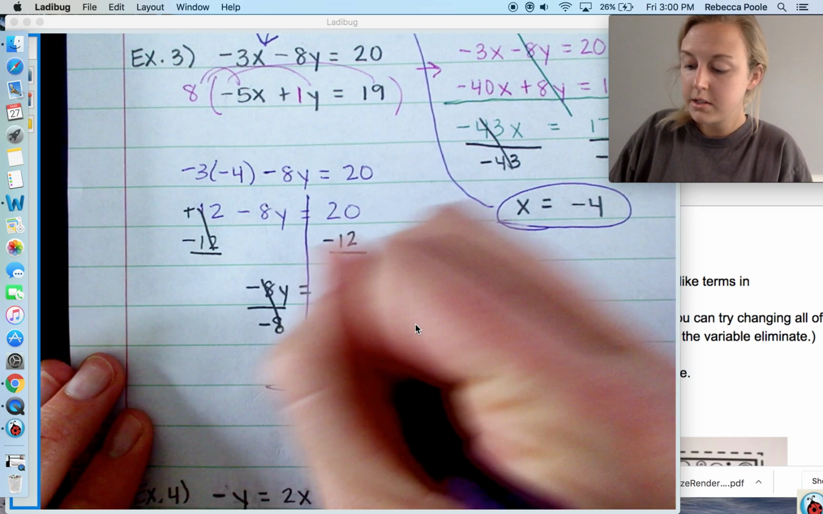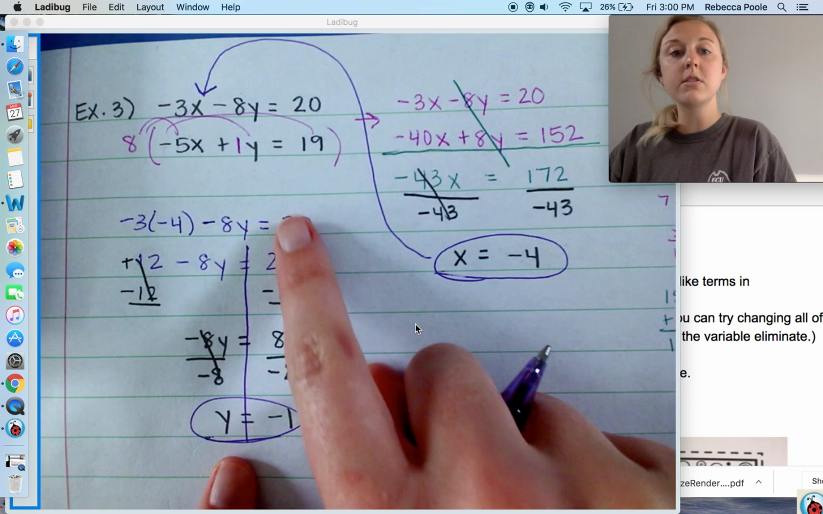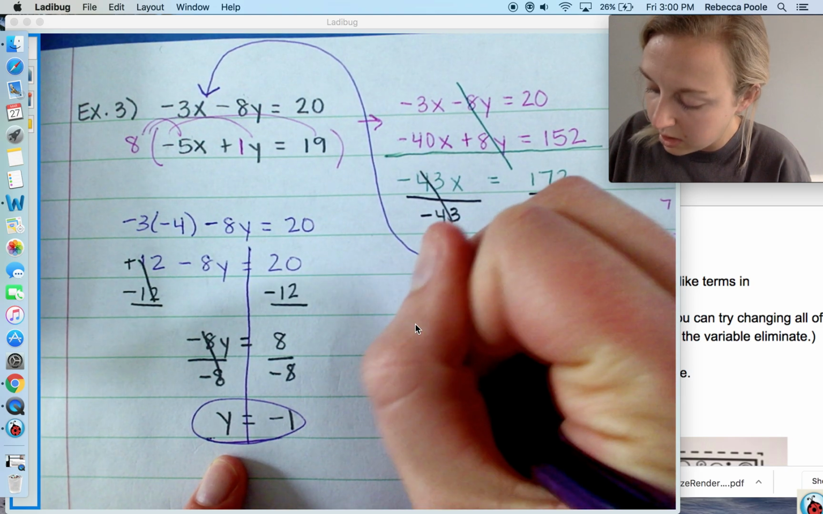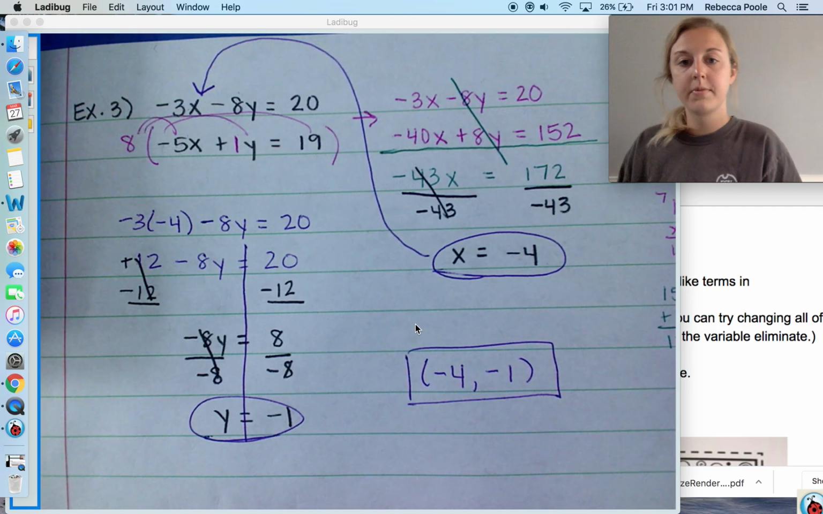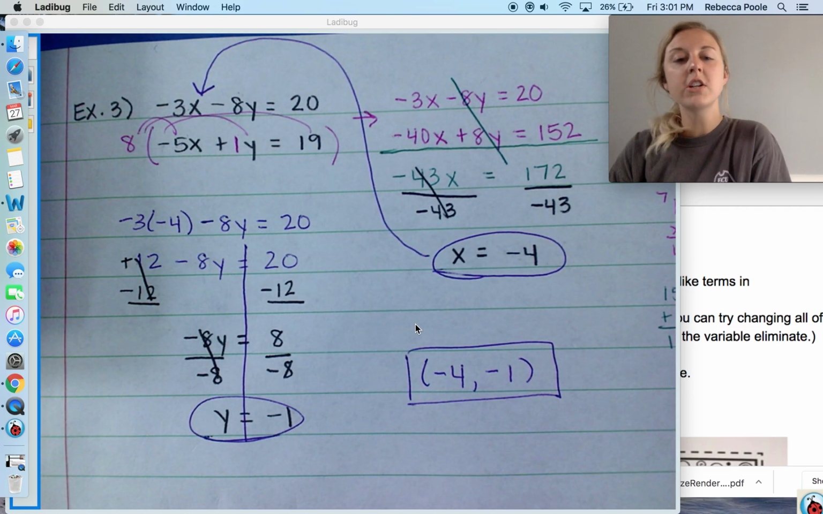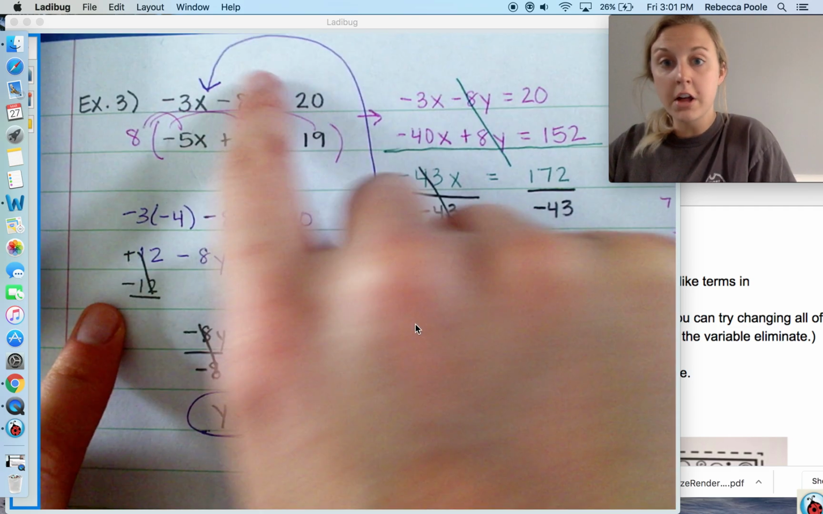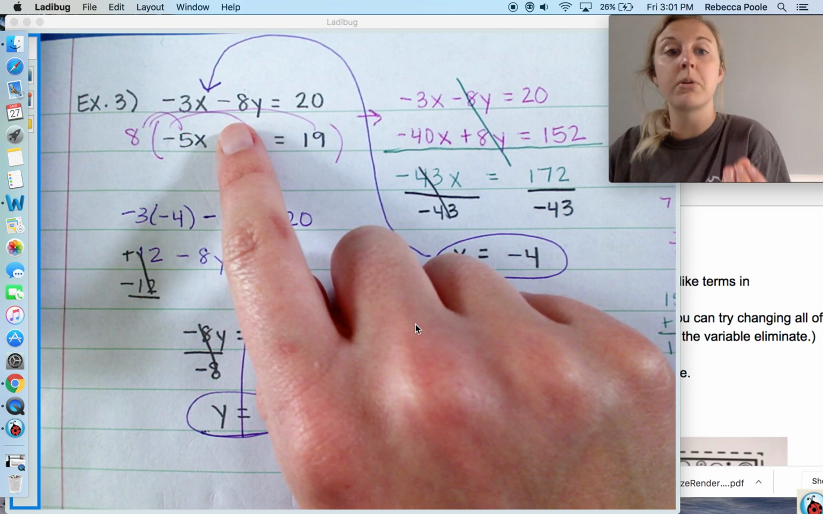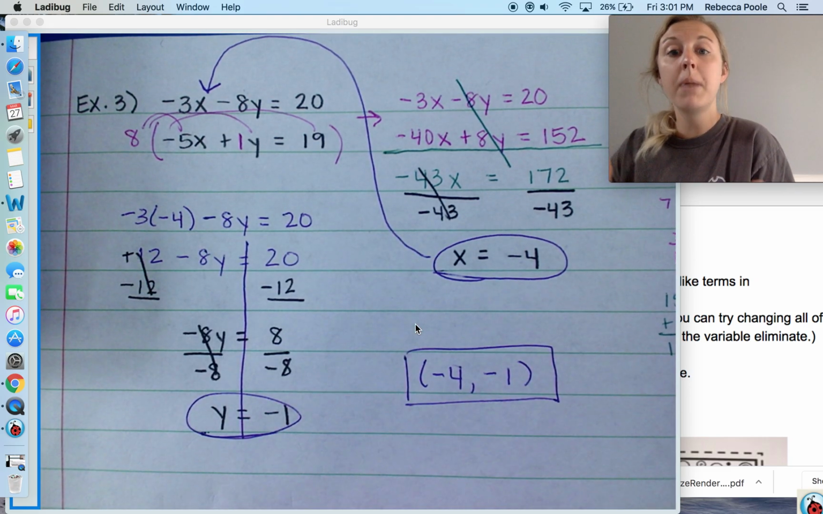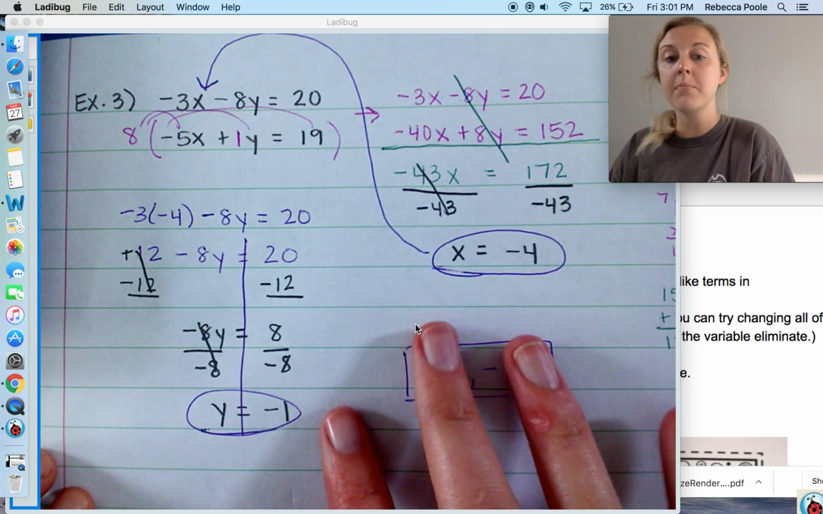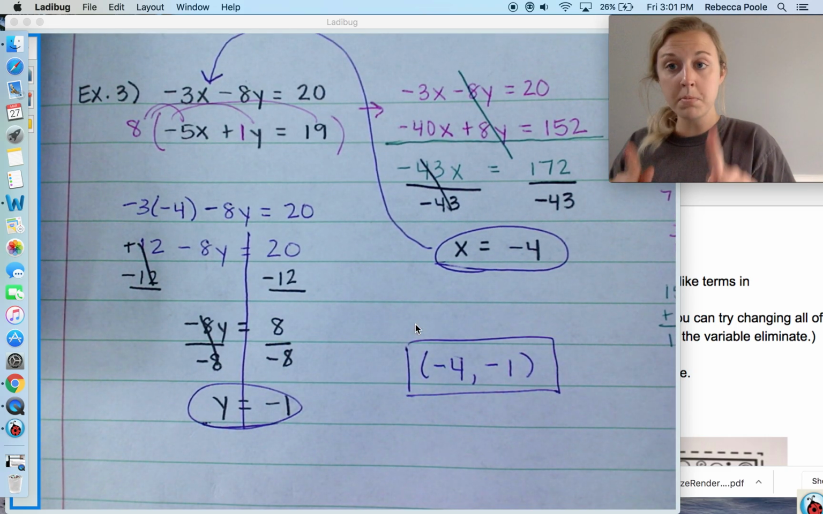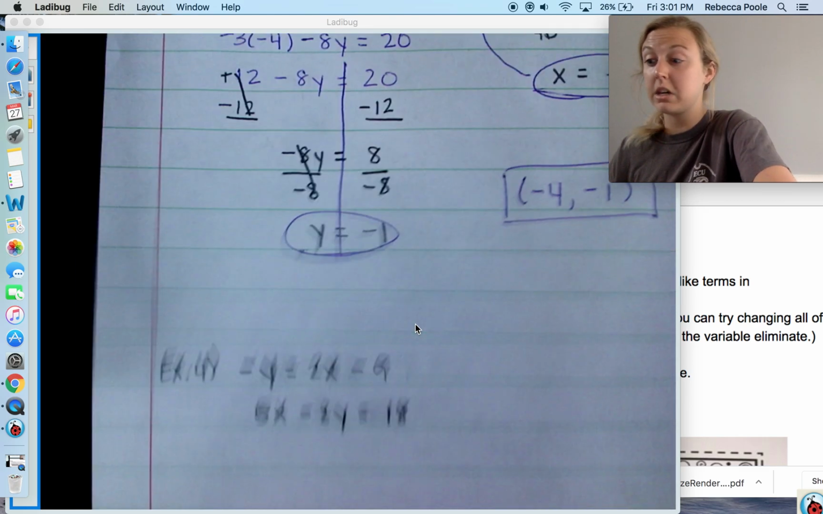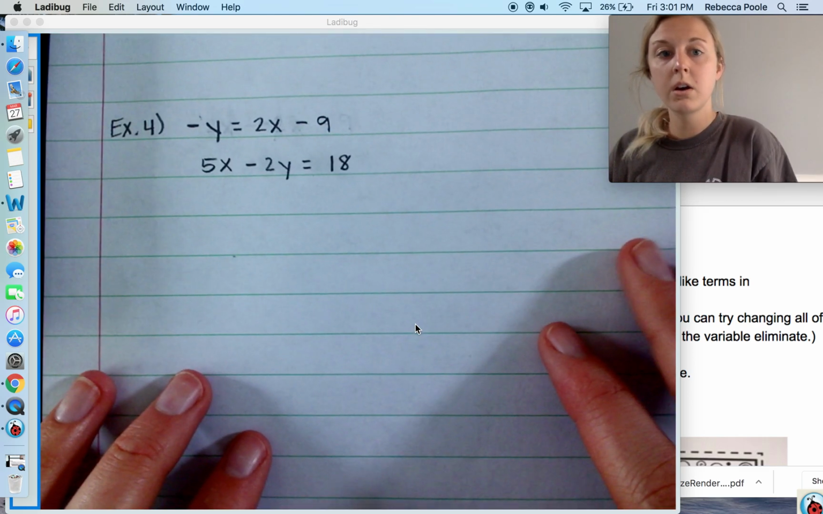All right? So the ordered pair where these two lines cross is going to be at the point negative 4, negative 1. All right, so this one was kind of tricky just because nothing would eliminate, so we had to multiply to make it eliminate, right? But once you multiply, it's the same process that we did in the first video with example 1 and 2. So let's do one more, and then I feel like you guys should be good to go on your homework.